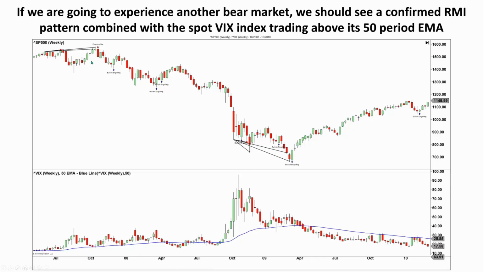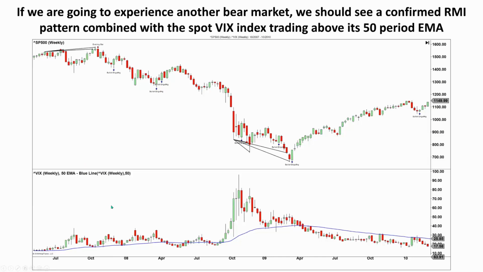If you take a look at the 2007 top, it forms and it completes with a three-river evening star pattern. We can also go take a look at the spot volatility index. The blue line is its 50-period, not 50-day, but 50-period. This is a week, so it's a 50-week line out here. And it likely will be the combination of those two.